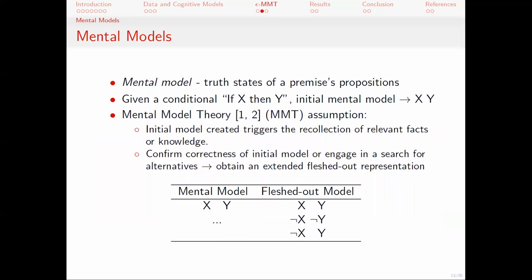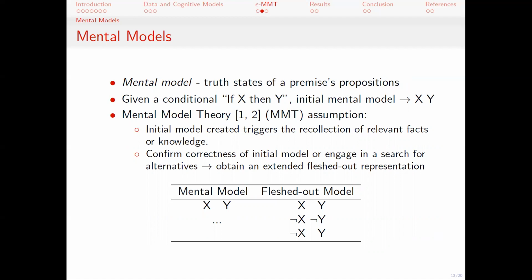So we said we're interested in a model based on mental models. What are mental models? They are simply the truth states of a premise's propositions. So for example, given a conditional if x then y, the initial mental model that would be created is xy, meaning that both x and y are true.